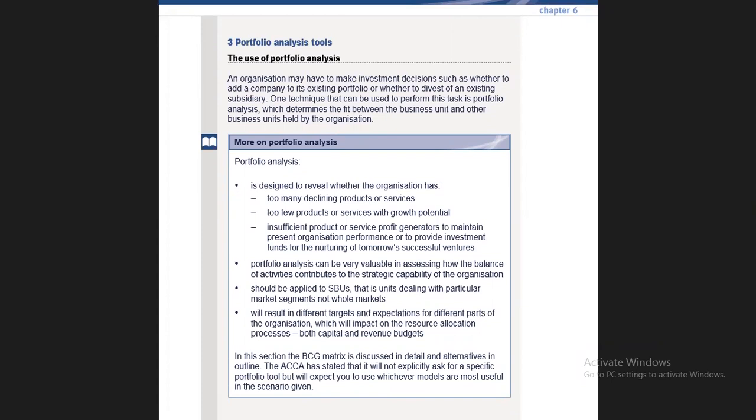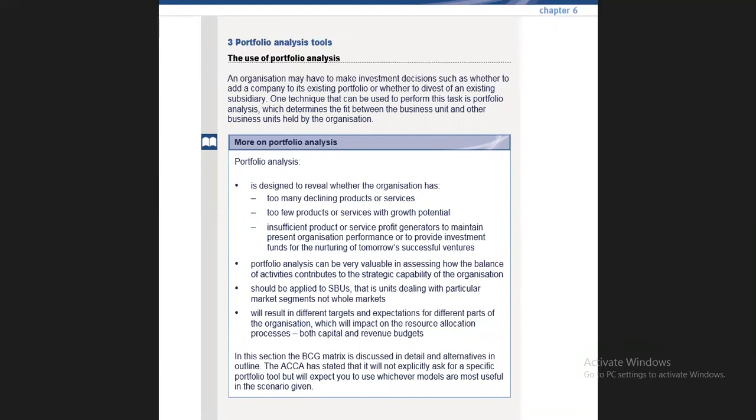One technique that can be used to perform this task is called portfolio analysis, which determines the fit between the business units and other business units held by the company. What does portfolio basically mean? Portfolio basically means how many units you are currently running.